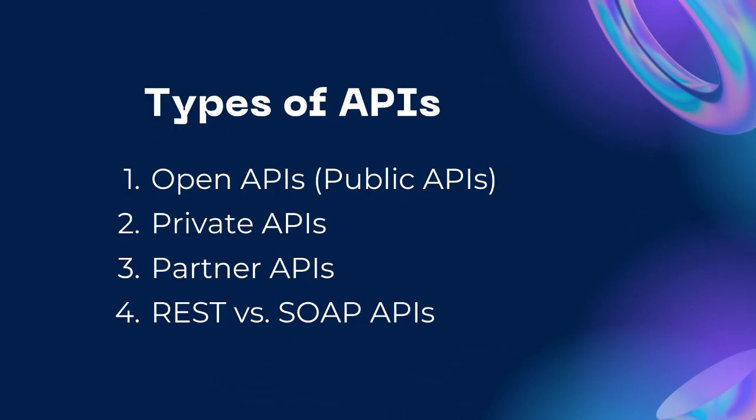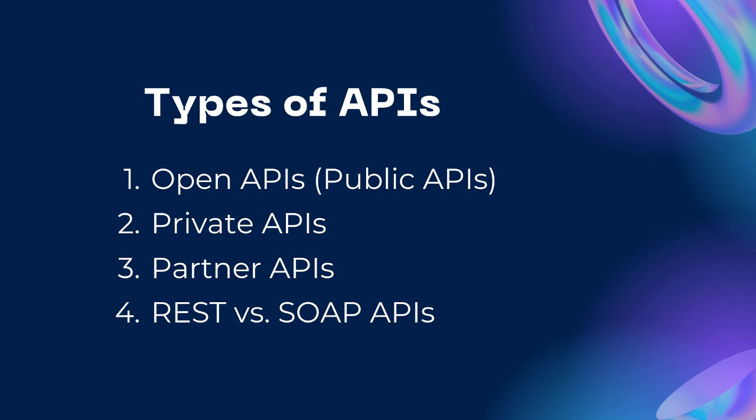Types of APIs. There are different types of APIs depending on their use cases. Let's break them down. Number 1, there is open APIs or public APIs. These are available to anyone. They are commonly used by developers to integrate third-party services into their apps. Examples include Google Maps API or Twitter API.